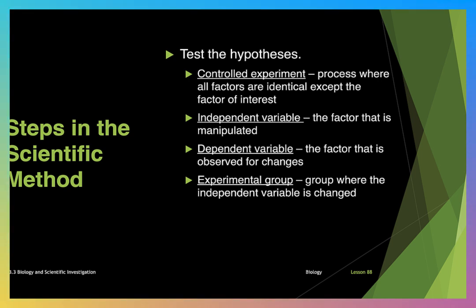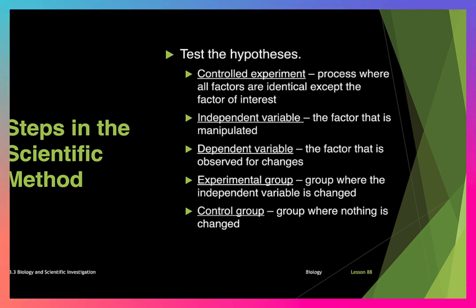The group in which you exercise the change of the independent variable is called the experimental group. So that's a group of individuals, a group of animals, a group of plants, a group of people, in which you're going to make a single change, keeping everything else the same, and you're going to see how the dependent variable changes. And many times you have what's known as a control group, and this is a group where you don't change anything, and you compare the dependent variable outcome in the experimental group with the dependent variable outcome in the control group.